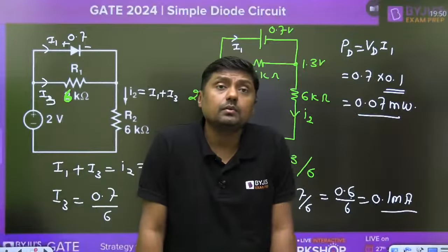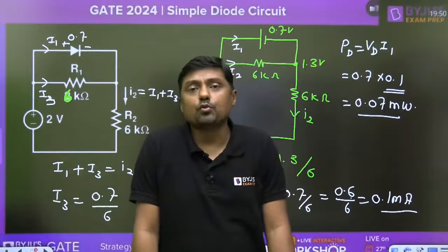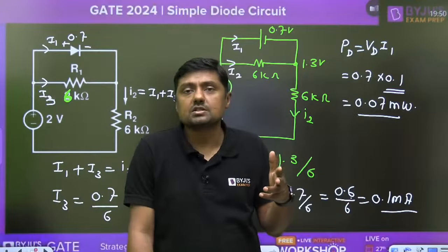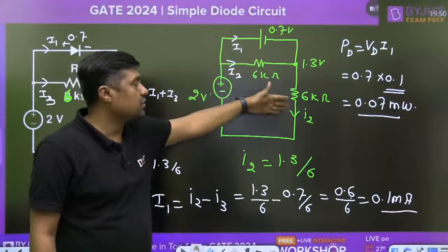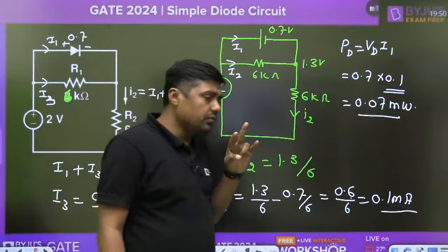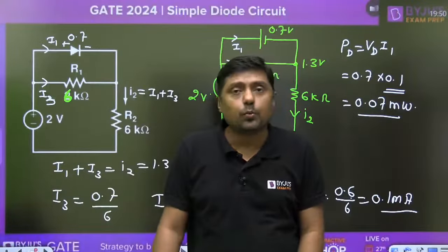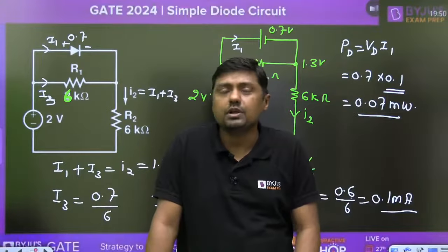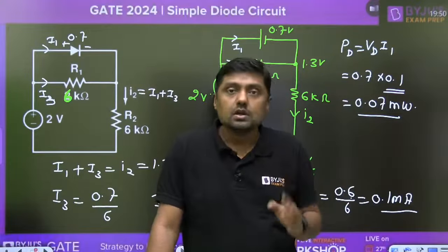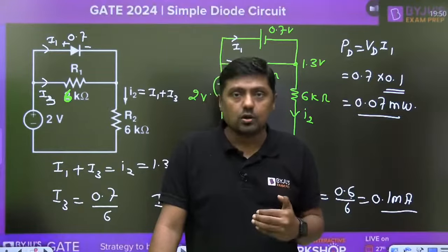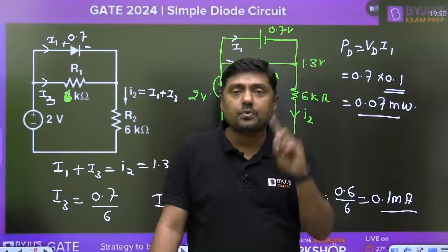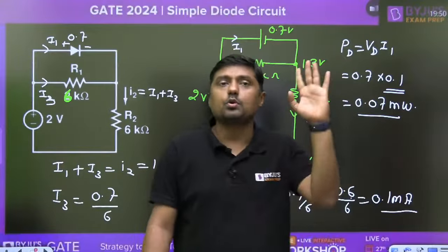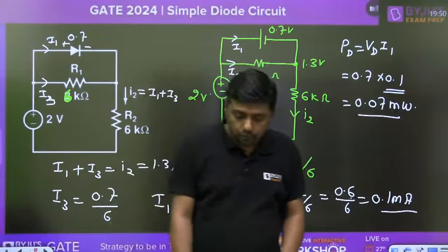In this way we can solve any type of questions, whether the power dissipation is asked, or what is the current through the diode, what is the current through this resistor, what is the current through that resistor. Always remember, if the diode is connected, there may be two possibilities. It may be on or it may be off. In every case you have to verify. Suppose you assume it is on, then finally calculate the current through the diode, and from P side to N side that current should be positive.